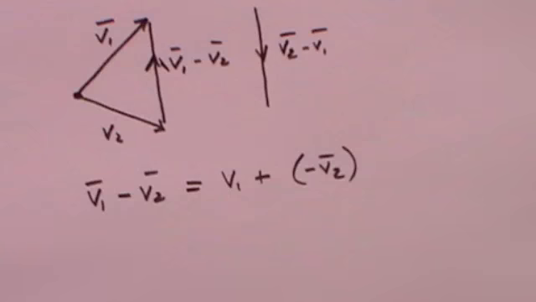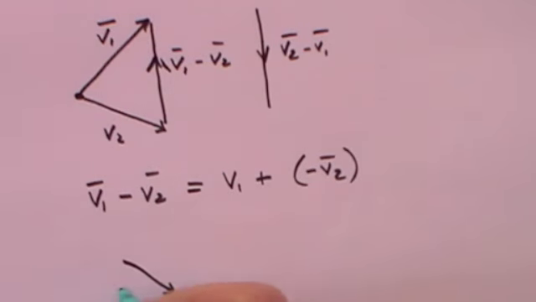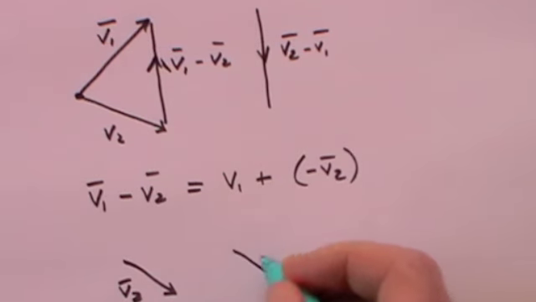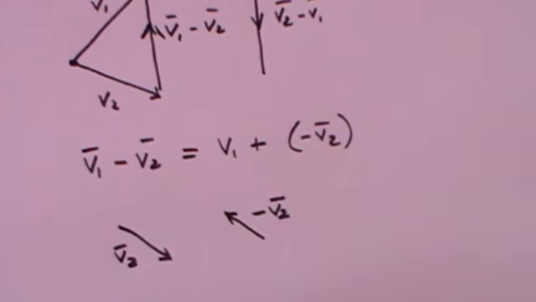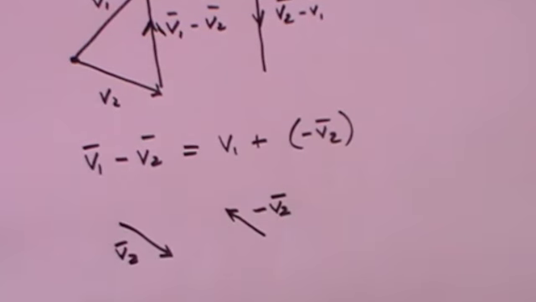And minus v2 is simply v2 but going in the other direction. If v2 is that, then minus v2 is the same magnitude but going in the other direction. A minus vector is the vector going 180 degrees in the other direction. So now all we've got to do is the rule of addition.